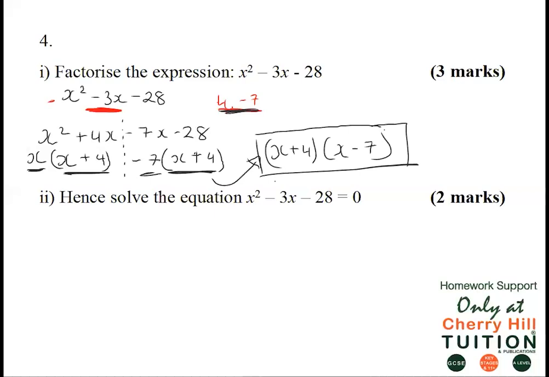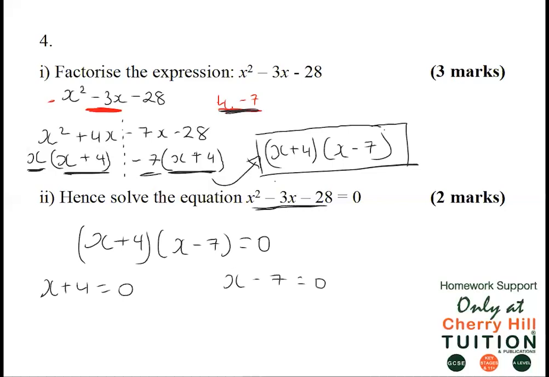Part II, now we need to solve this equation. Okay, so this is useful because in order to solve an equation, we need to factorize first, but we have already done this in the first part. So we can rewrite this using our factorized expression. So x plus 4, x minus 7 is equal to 0. We now need to solve, and we can do this separately. So x plus 4 is equal to 0, and x minus 7 is equal to 0.